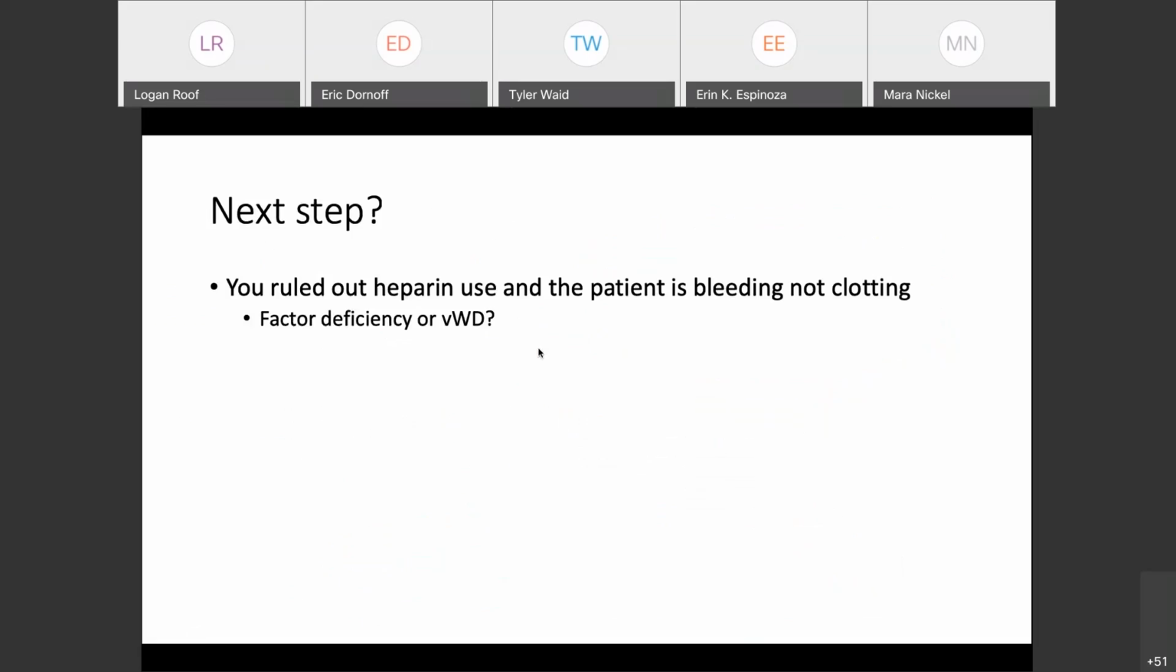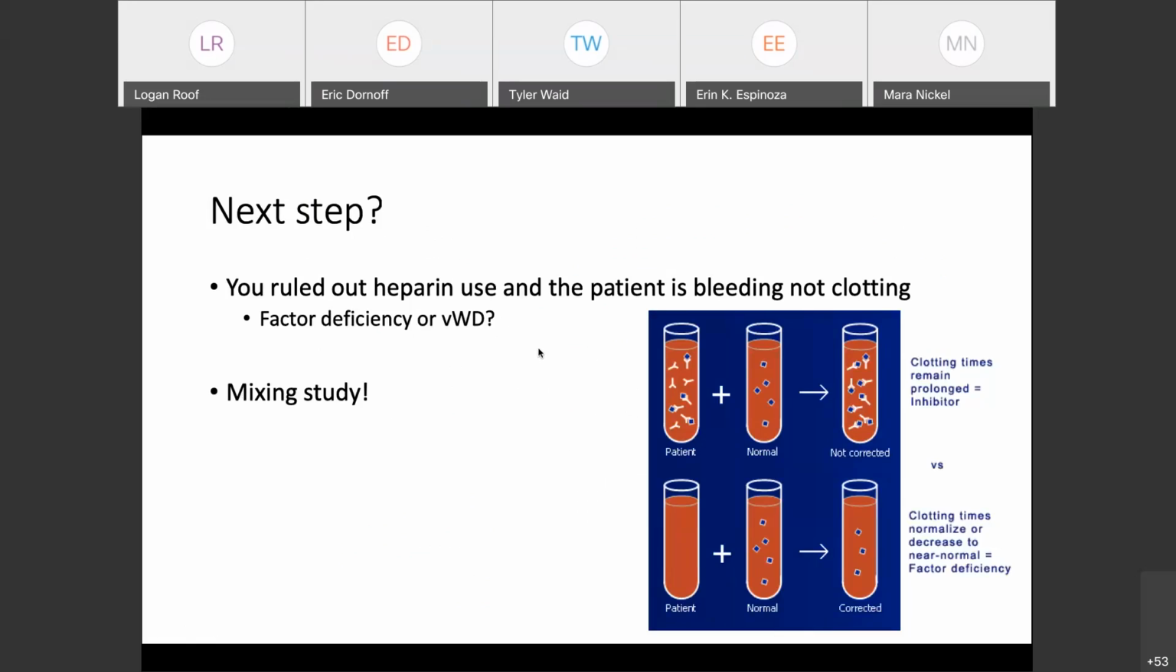So next steps, you've ruled out heparin use, and the patient's bleeding, he's not clotting, so he doesn't have a lupus anticoagulant that you're aware of. What about these factor deficiencies or maybe von Willebrand's? So the next step is the mixing study. This would be for any patient, whether it's just an isolated PTT or let's say it was an isolated PT. Your next step should be the mixing study. So a mixing study is where you mix the patient's blood with normal blood and see what happens to the clotting time, whether it's the PT or the PTT that you're interested in.